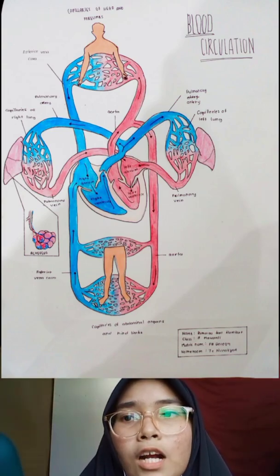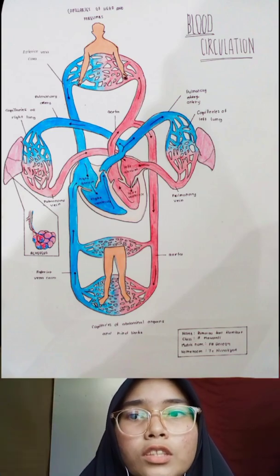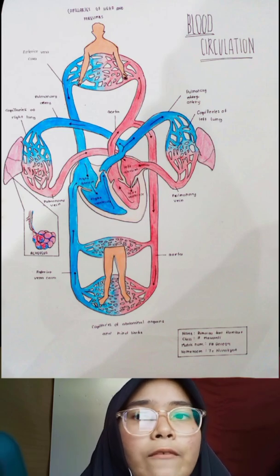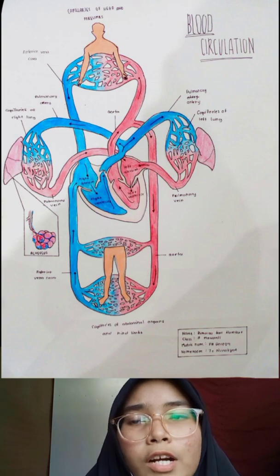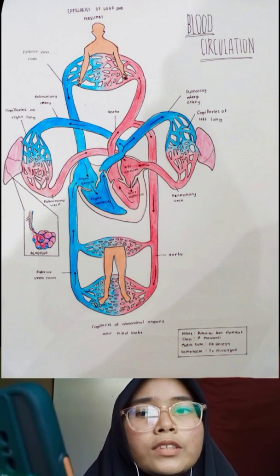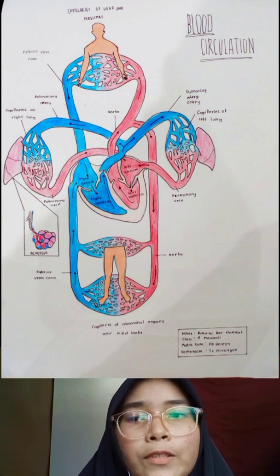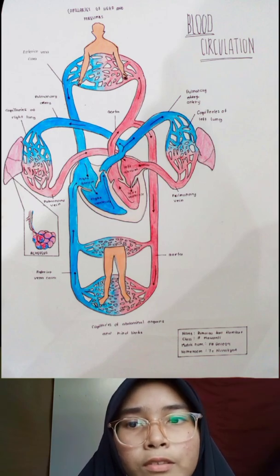The two upper heart chambers are called the atrium. It is the left atrium and also the right atrium. The two lower heart chambers in our heart are called ventricles. We have the left ventricle and also the right ventricle.